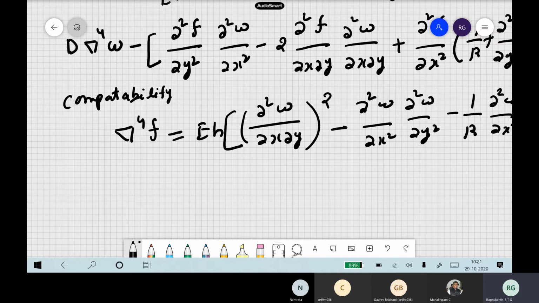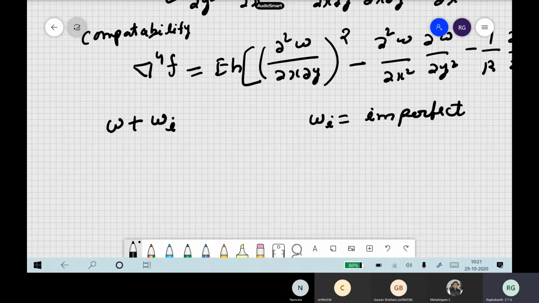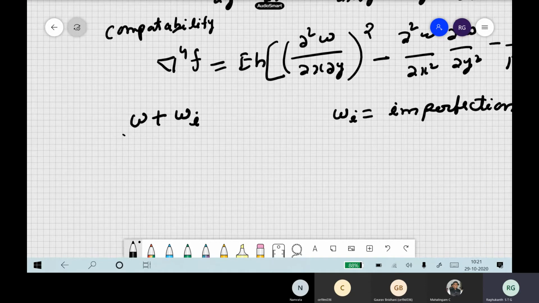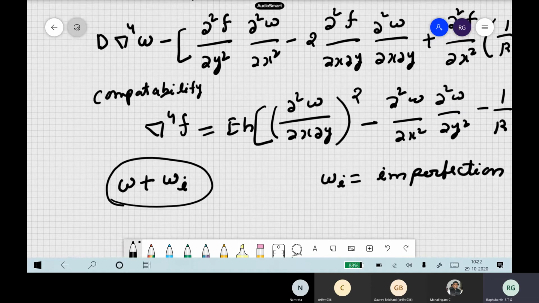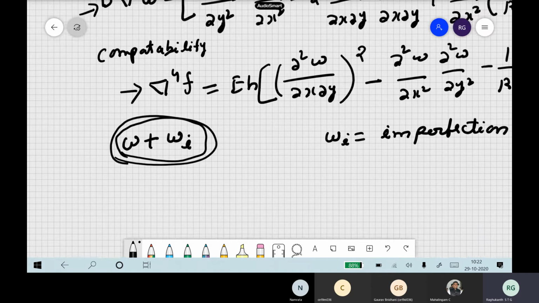Okay, so now here what we do is we assume that the shell has already buckled. Okay, some small imperfection is there, so that means your deflection is w plus wi. So this is the imperfection, or the shell already has some type of buckling. Both are the same, an imperfection as well as post buckling behavior. So now if w is equal to w plus wi, then this equation and this equation have to be modified. So you have to incorporate wi.